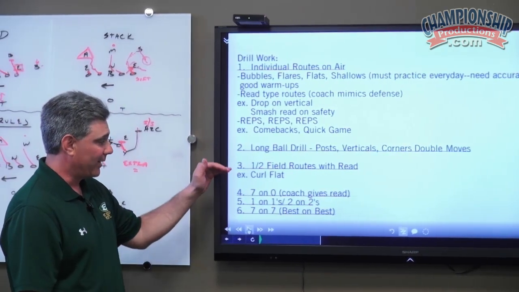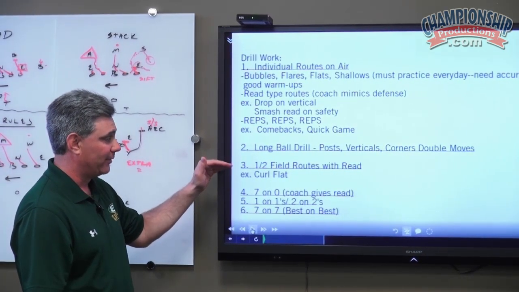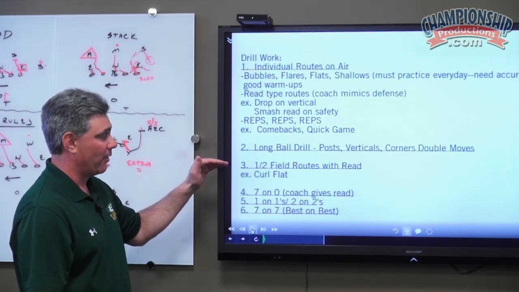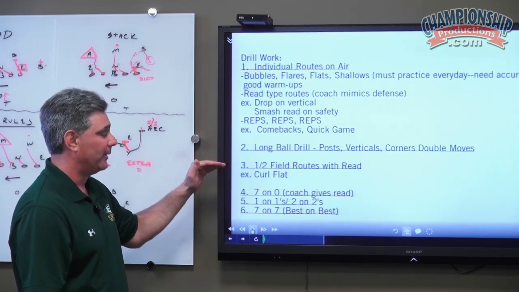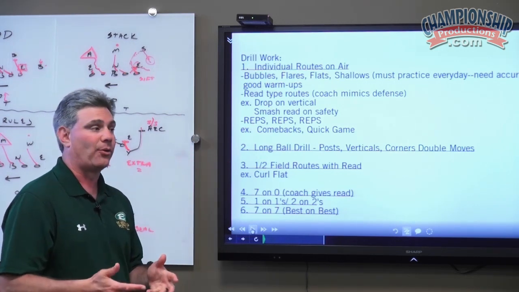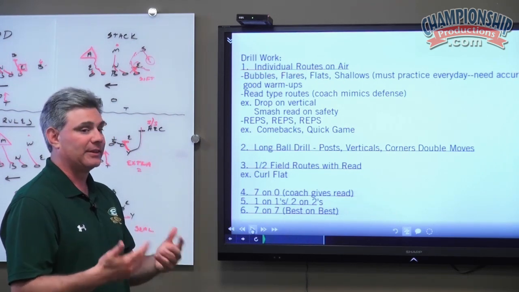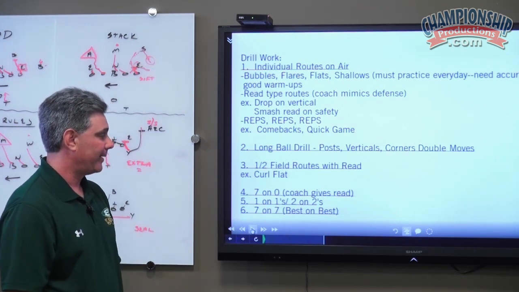So anytime you can get some half-field routes with reads, whatever goes with your offense, that's one example that we do. That helps. It's less pressure on the quarterback. He's looking at his reads. You're giving him confidence. Okay.